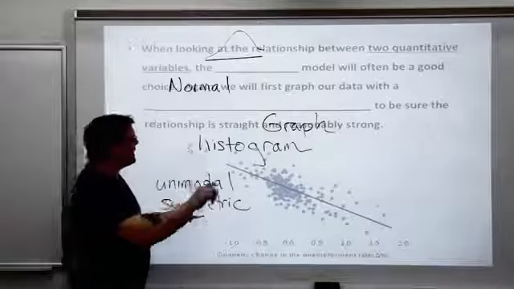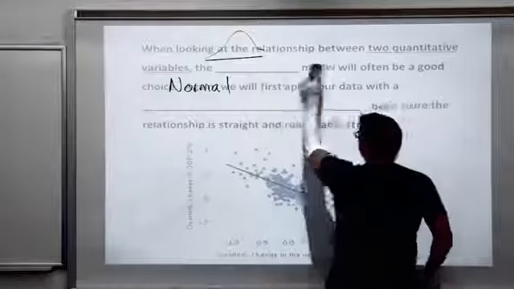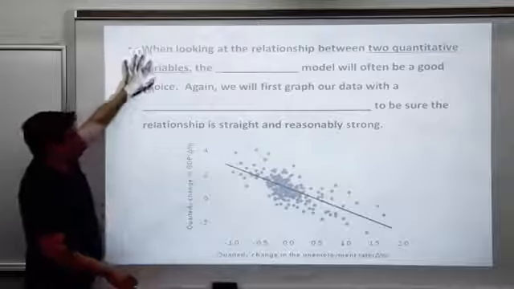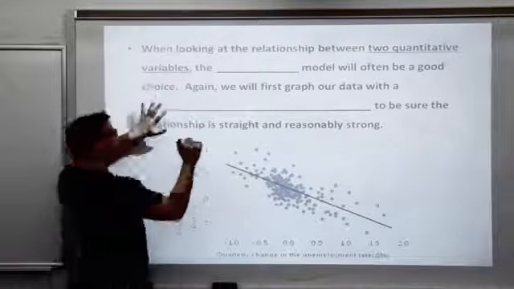When looking at two variables and how they're related to each other, so looking at the relationship between two quantitative variables, a linear model is often the right choice.